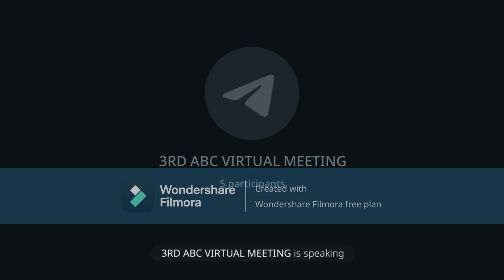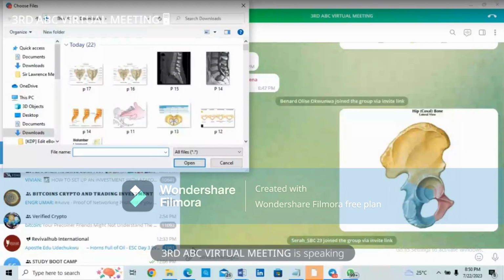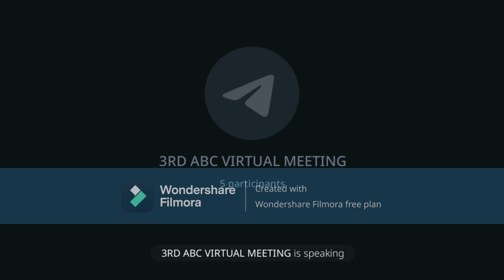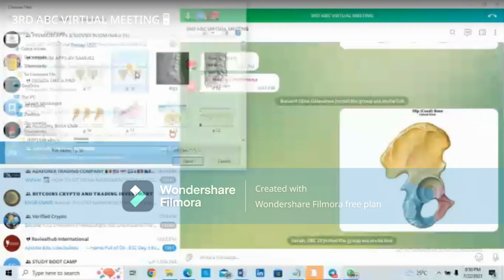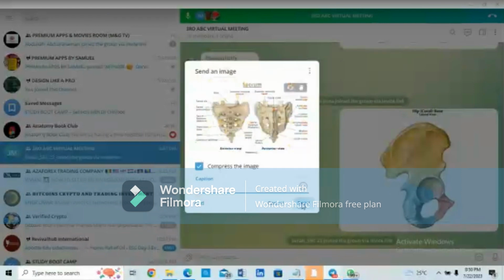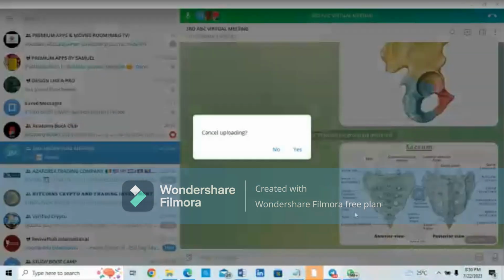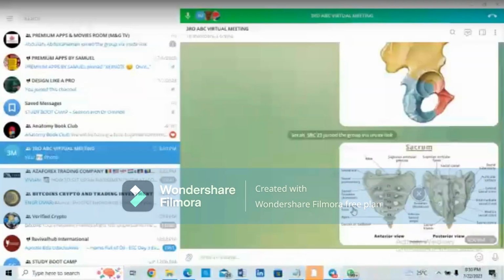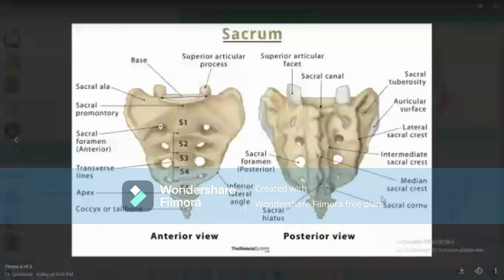Alright, the question now is, what are the major joints of this pelvic hip? But before we go into that, we are going to talk about the next bone, the sacrum. So this is the sacrum. Alright, this is the anterior view and this is the posterior view.